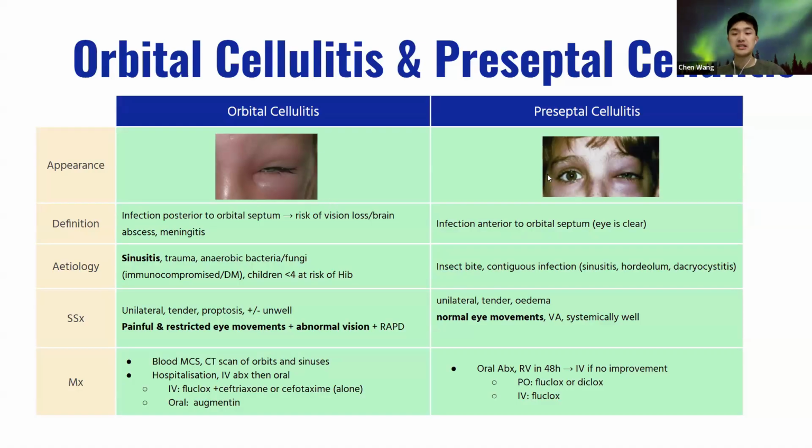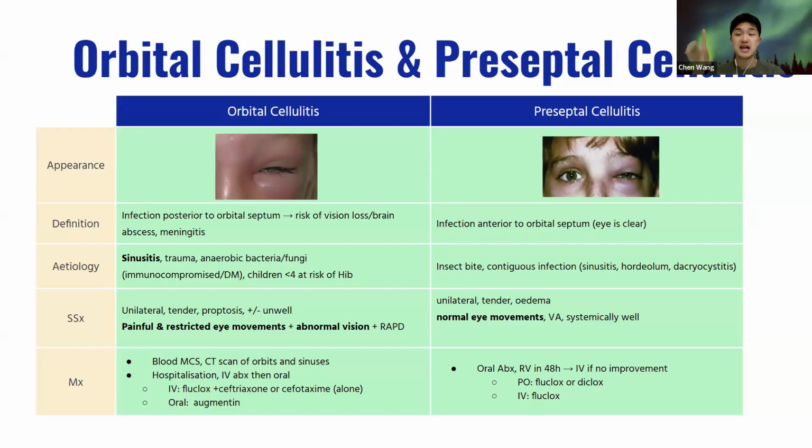For preseptal cellulitis, it's usually a little bit milder. It's usually caused by some localized trauma in the skin area around the eye. So that can be due to a scratch or an insect bite, for example. And usually you'll just give them some antibiotics orally, so it's not as severe as orbital cellulitis. The key differentiating factor between these two is that orbital cellulitis will have painful and restricted eye movements and abnormal vision, so decreased visual acuity, whereas preseptal cellulitis will have normal eye movements and visual acuity.